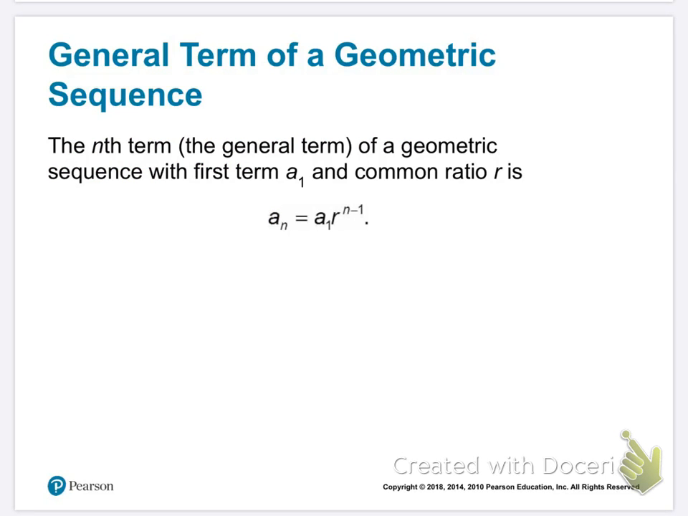The nth term, or the general term of a geometric sequence with first term a sub 1 and common ratio r is given by a sub n equals the first term times the ratio raised to the whatever number you're on minus 1. So make sure you take a second and write this down. We're going to be using it.